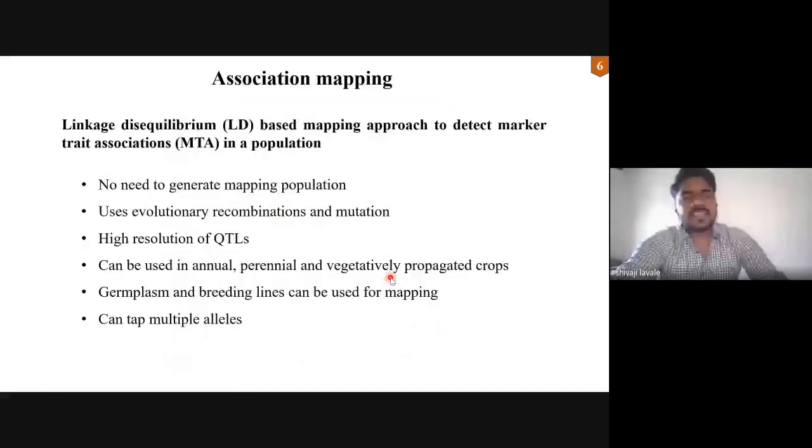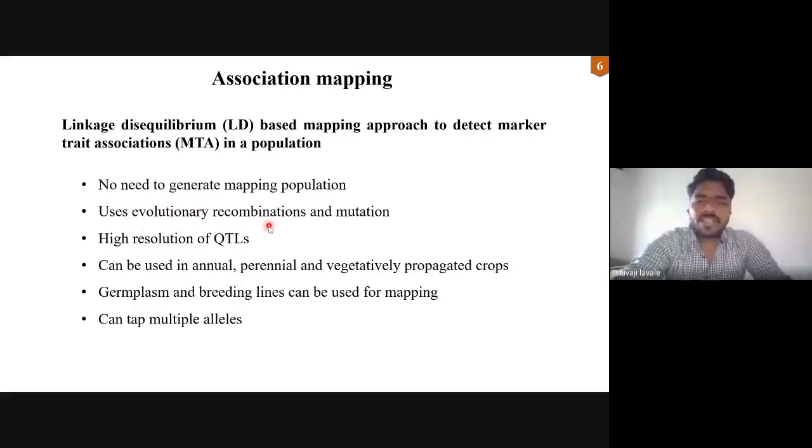First, let's see what is association mapping. Association mapping is a linkage disequilibrium based mapping approach to detect marker trait associations. So here, we will detect an association between marker and trait, which is based on linkage disequilibrium. We'll be talking about this LD in further slides. In case of association mapping, we need not generate a mapping population. We can directly collect the accessions or the germplasm lines, and we can directly use them in mapping. So we save a lot of time here, which is taken in conventional biparental mapping.